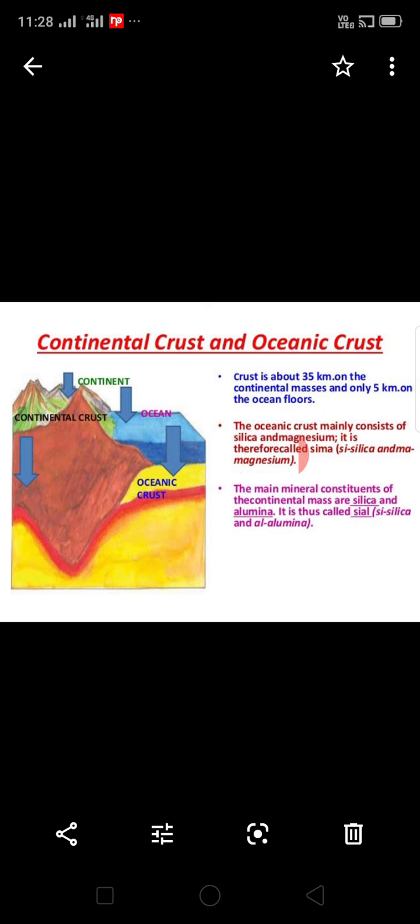The oceanic crust mainly consists of silica and magnesium. It is therefore called SIMA. SI stands for silica and MA stands for magnesium. The main mineral constituents of the continental mass are silica and alumina. It is thus called SIAL. SI stands for silica and AL stands for alumina.